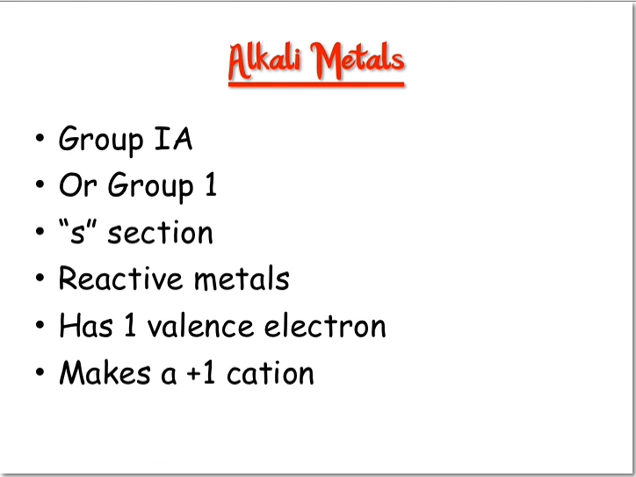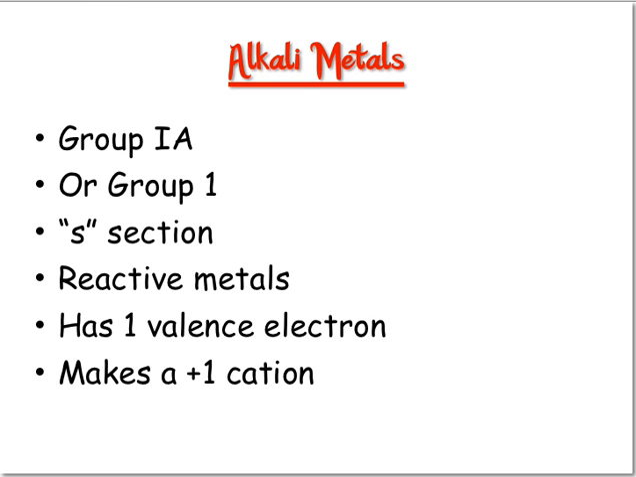So let's look at the alkali metals. Alkali metals are group 1A, so above that column you see the Roman numeral 1 and A, also known as group 1. They are located in the S section of the periodic table. They are the most reactive metals. They have one valence electron, and they make a positive 1 ion, or a cation with a +1 charge.